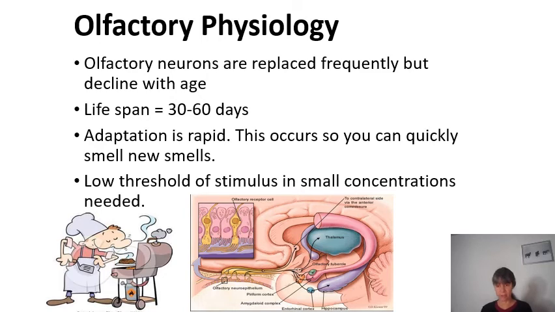That's why if you ever walk into a fish market and you get this overwhelming sensation that there's fish nearby, that sense of smell will decrease so you don't notice it. And it is the most rapidly adapting sensation that we have. There is a very low threshold of stimulus required, and only small concentrations of molecules are needed to stimulate olfaction.